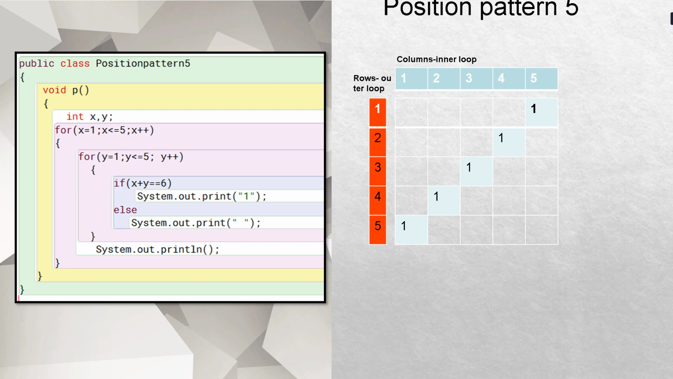So at x plus y location, when x plus y is 6, at those locations I need 1 to be printed, otherwise I want a space. The gray boxes shown over here are the spaces, and that is what I have done. If x plus y equal to 6, I have written System.out.print 1, else System.out.print space, and that's it. So this is how we print patterns using the locations, and once we know how to trap the locations, anything can be printed.